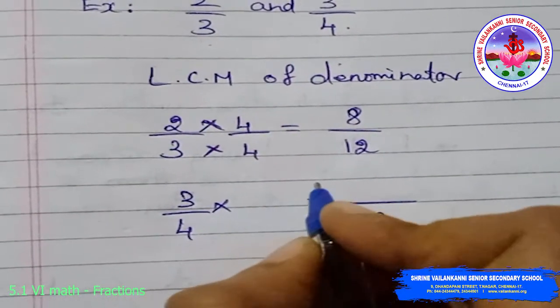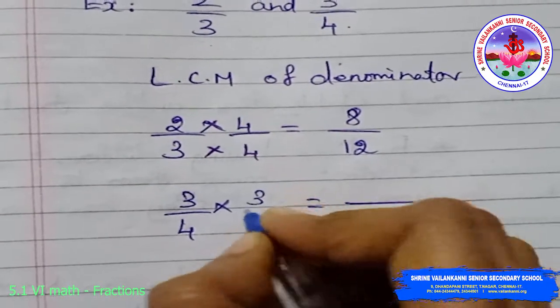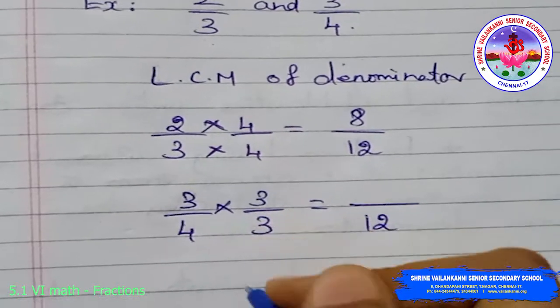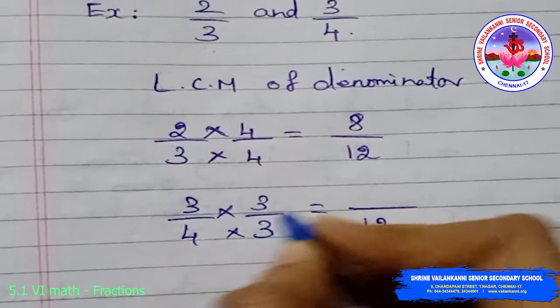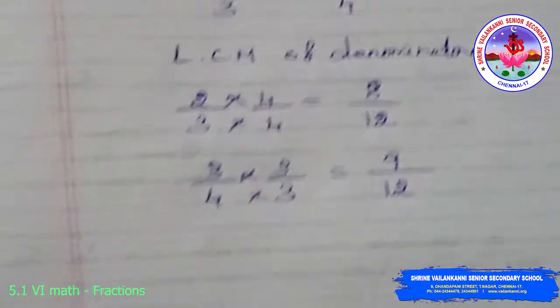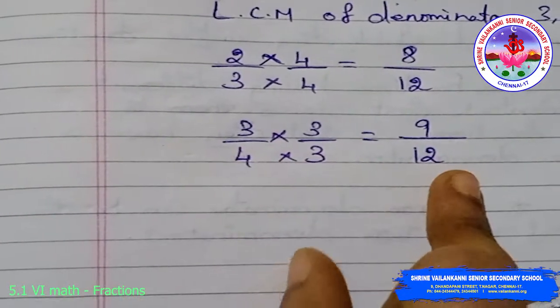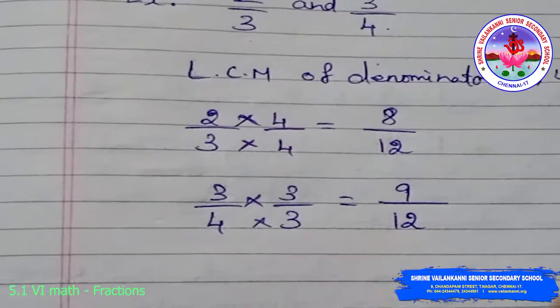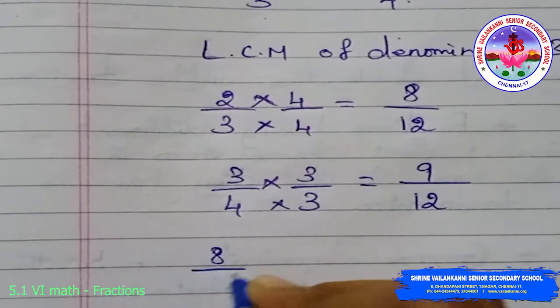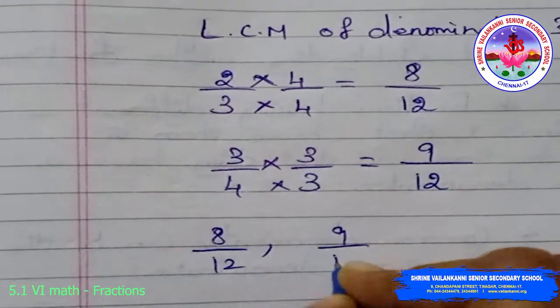Next, 3 by 4 is equal to, here also the denominator is 12. In the 4 table, 3 times. So multiply 3 on both numerator and denominator. 3 3s are 9. Now the denominators are common. Now you can compare 8 by 12 and 9 by 12.